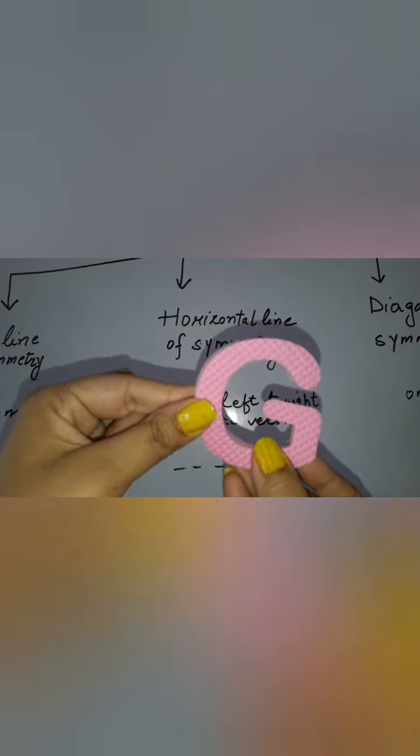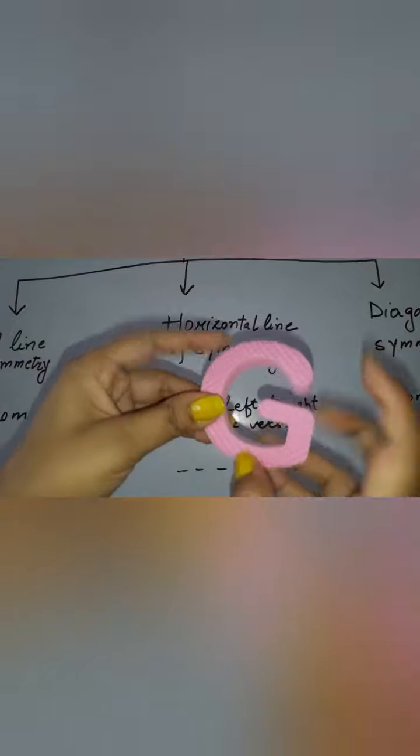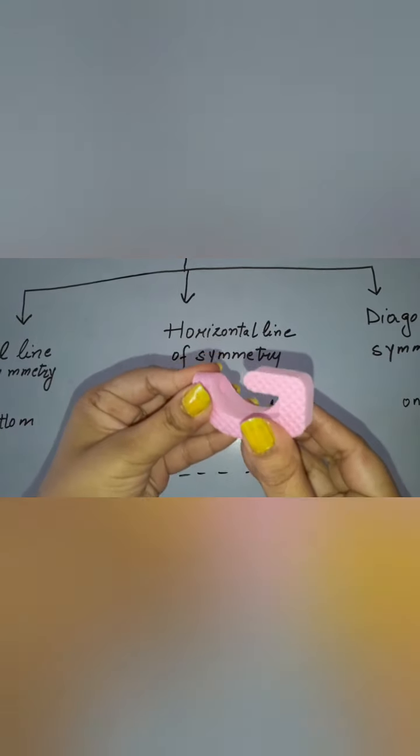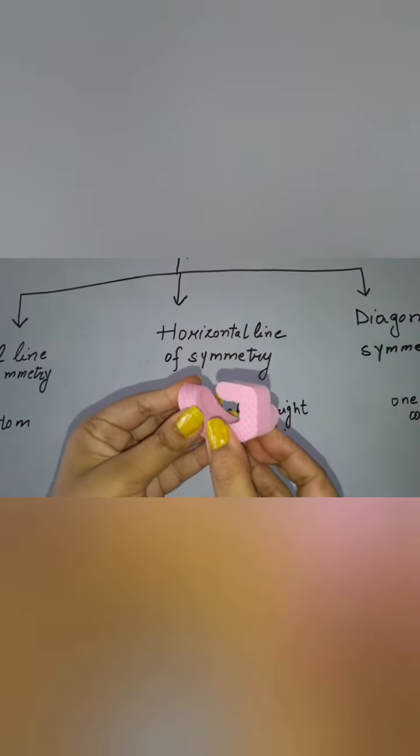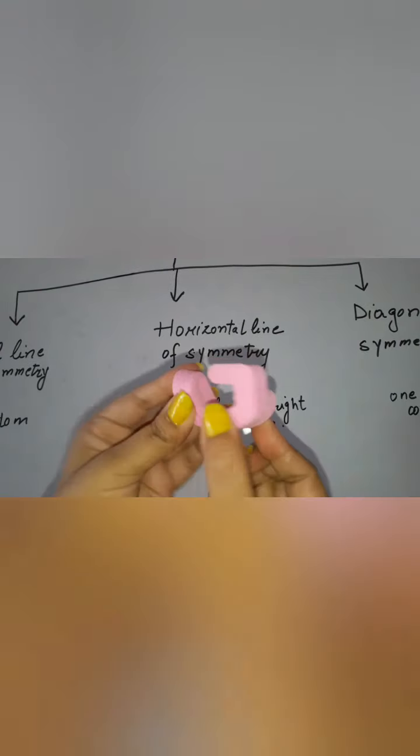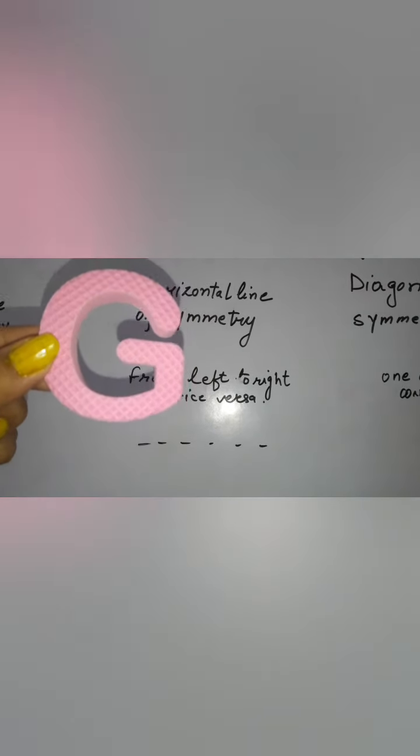Now suppose I have this alphabet G, and I make a horizontal line of symmetry, that is like this. Now is this G symmetrical? No, it is not symmetrical. As you can see, this G does not overlap with the first half of the G, right? You can notice that G is not symmetrical.